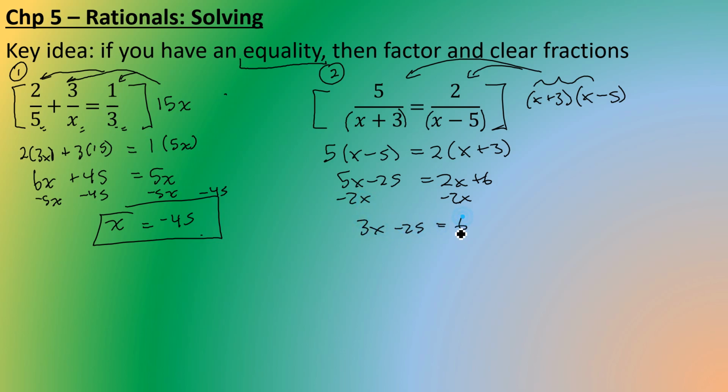And then I'll add the 25. Don't really do that, equals. And since I made up most of these, who knows what will happen. So we get 31 over 3, and we are done.